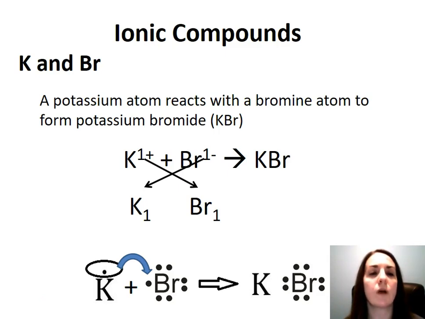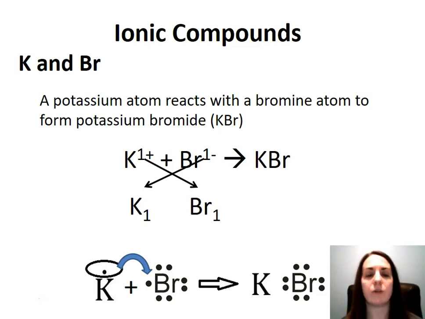So I'm going to crisscross those charges and drop them to write them as subscripts. And then what I notice is that potassium and bromine both have a charge of 1, and I never write 1 as a subscript. So my formula for potassium bromide is just KBr.